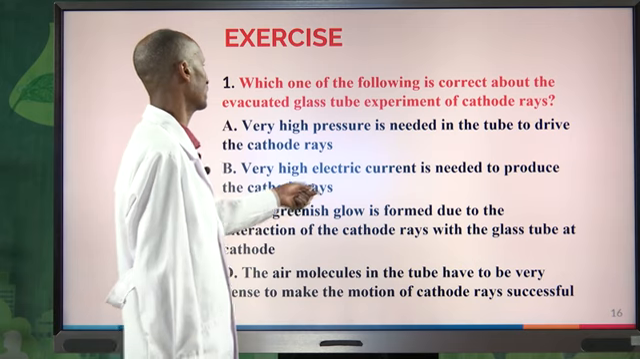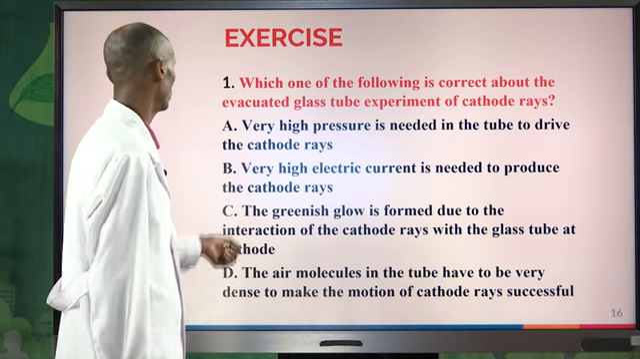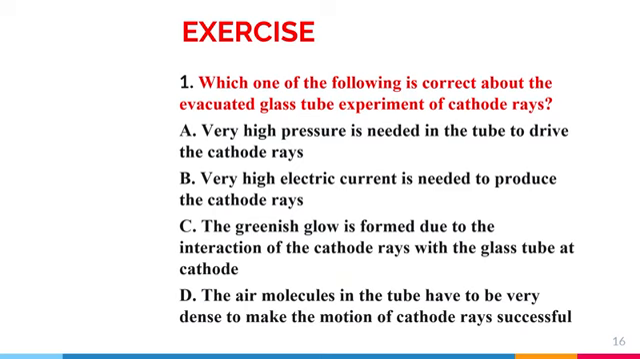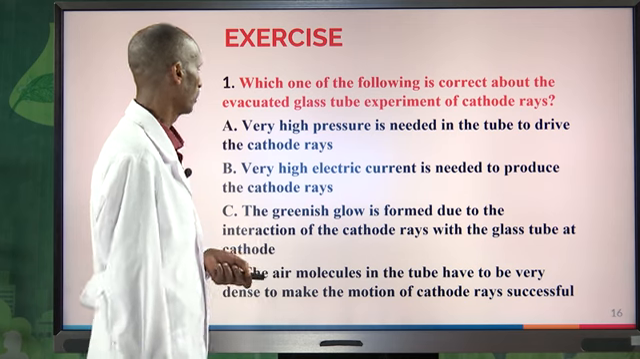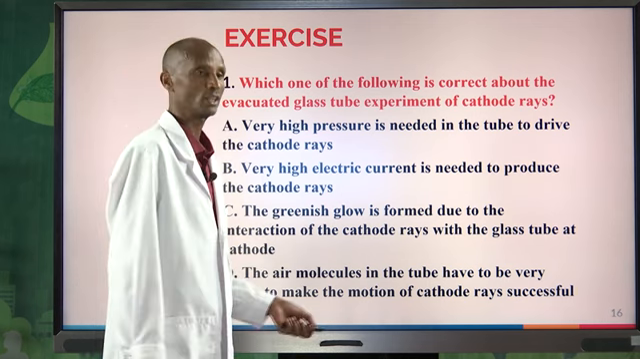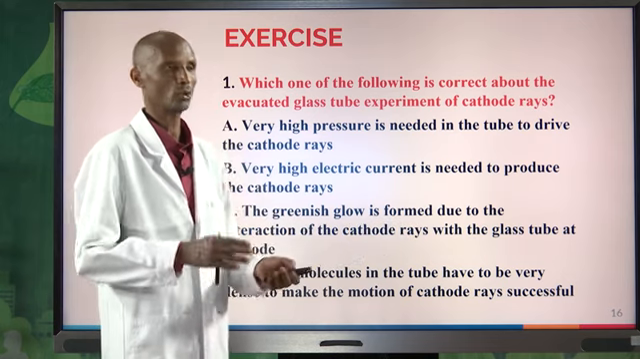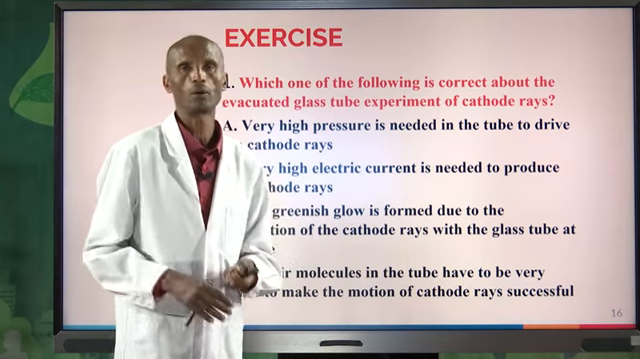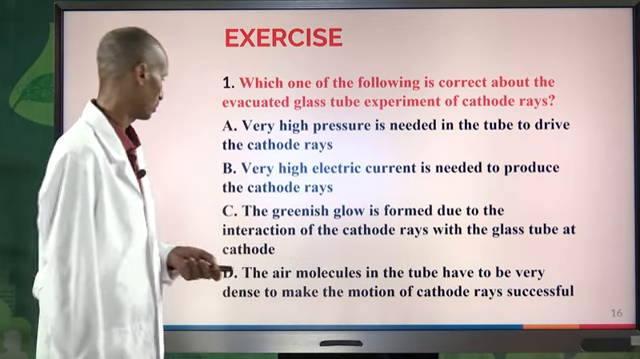B. Very high electric current is needed to produce the cathode rays. This is true because about 10 kilovolt up to 20 kilovolt power is applied across the cathode ray tube. C, the greenish glow is formed due to the interaction of the cathode ray with the glass tube at cathode. Actually, a greenish glow was observed by the interaction of the cathode rays with the glass tube, but it is not at cathode, it is at anode, because the cathode rays travel from cathode to anode. At anode, when they strike the wall of the glass, a greenish glow was observed.